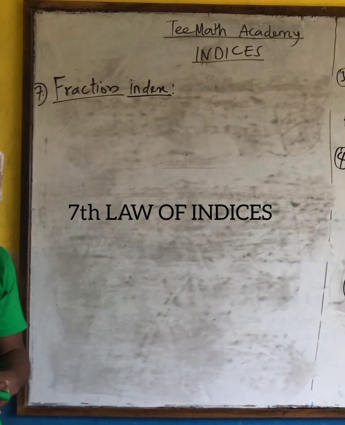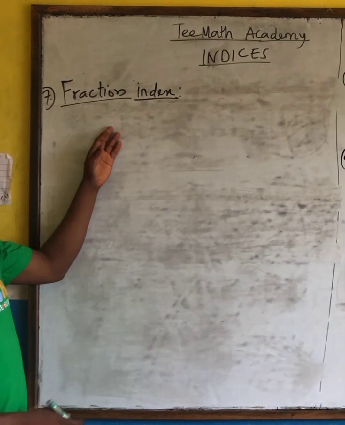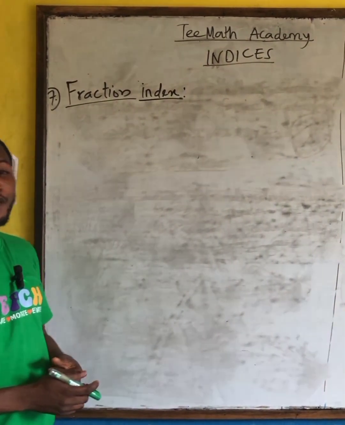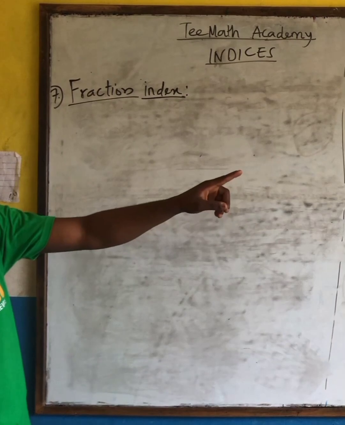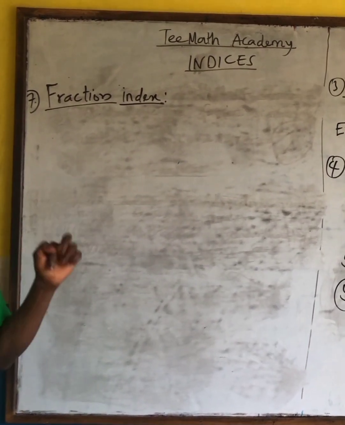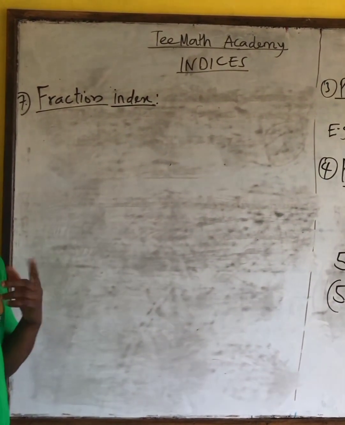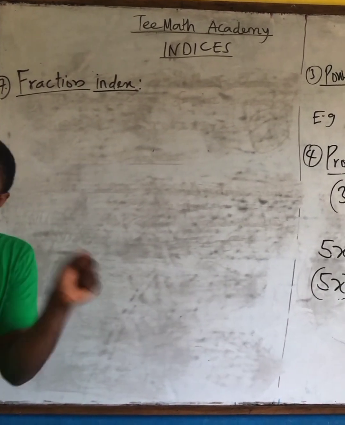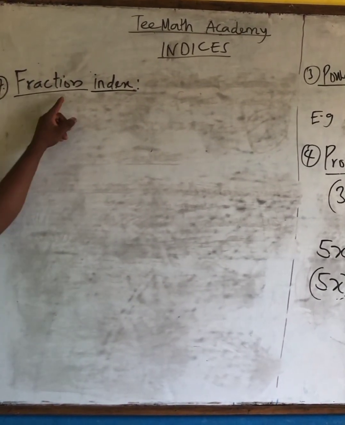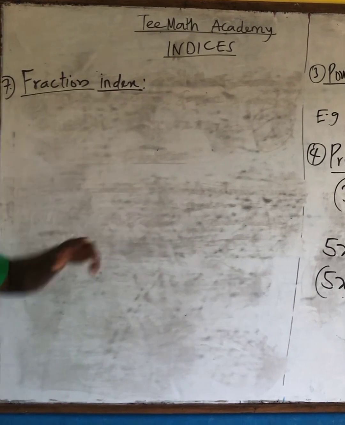Okay, we actually have 7 laws of indices, and this is the seventh law of indices. It is called fraction index. When we had a zero index, that is when the power is zero. When we had a negative index, that is when the power is negative. Now we are talking about when the power is a fraction.